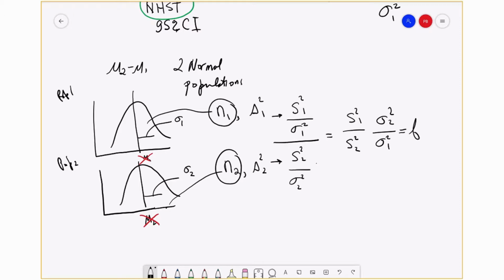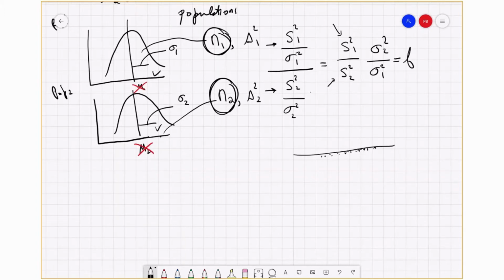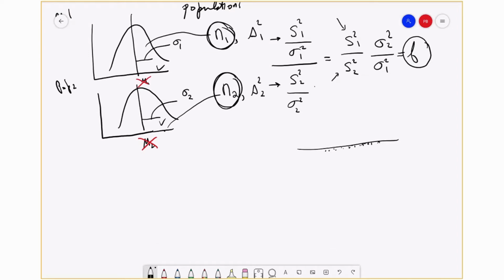So we do that once. Take a sample of size N1 from this population, a sample of size N2 from this population, calculate all these values here, come up with this value, and put it on a number line, and then repeat that an infinite number of times. So what we get is all possible values of this statistic F. So if we've got all possible values of the statistic F, what have we got? We've got a random variable that we can represent as F.